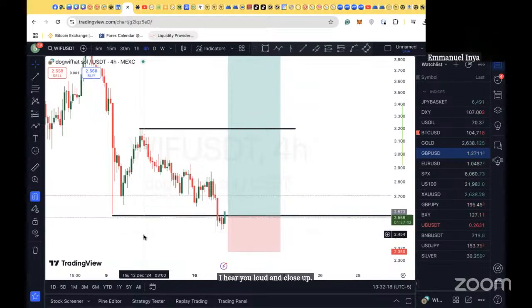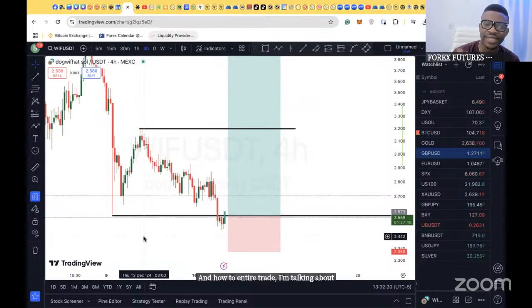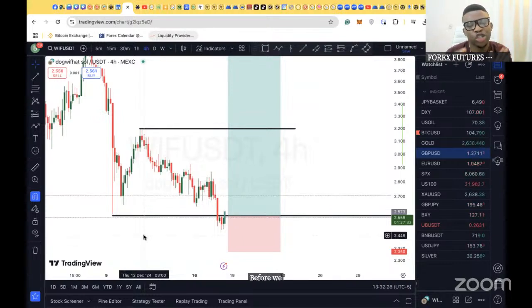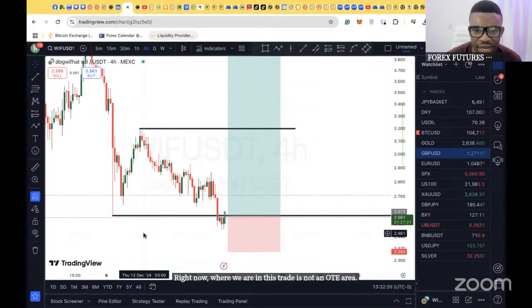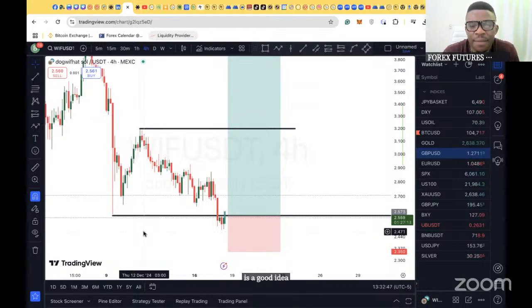In how to enter a trade, I'm talking about ensuring that the trade is in the OTE area. That's all I've been talking about. Before we enter a trade, ensure that the trade is at the OTE area. Right now, where we are in this trade is not an OTE area, and there is no signal to enter, like a bullish engulfing. So entering this trade right now is possible, but it's risky. It's safer if we are at OTE. It's safer when we have the signal at OTE.